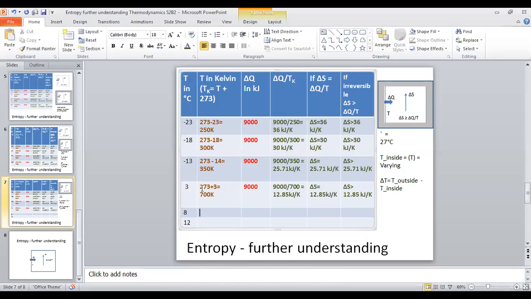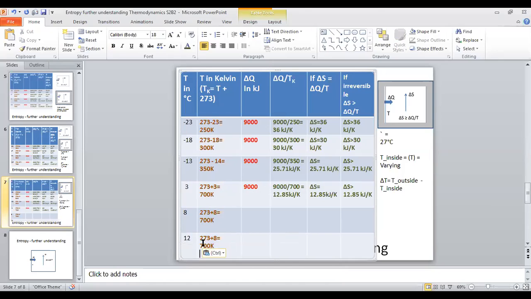8 for the white wine. 273 plus 8. This is for the red wine and for beverage, 12. Good. So now you have to do 273 minus 18. You have to get the figures.